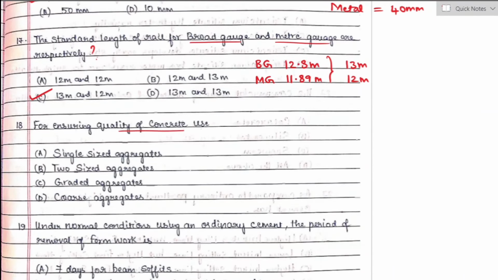Question number 18. For ensuring quality of the concrete, we use graded aggregates. Option C is the right answer. Because if different sizes and shapes of aggregates are mixed together in concrete, there will be stronger bonding action.